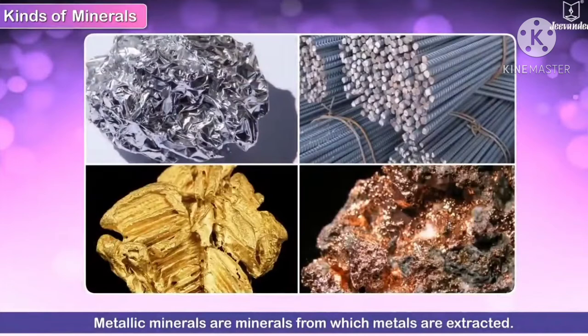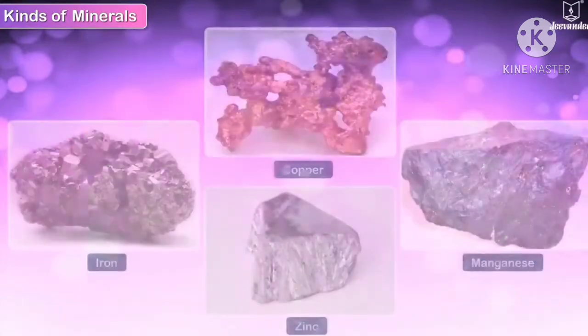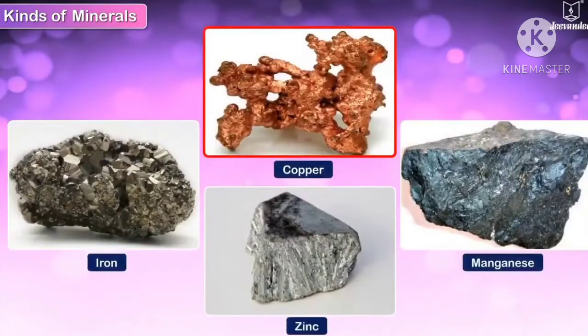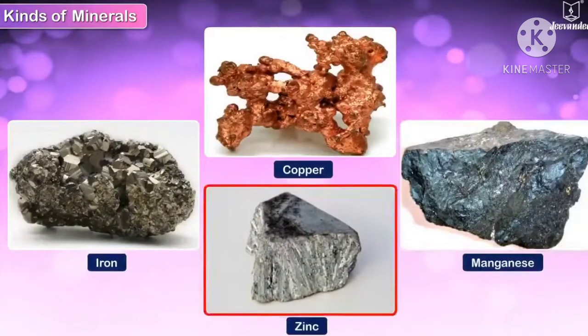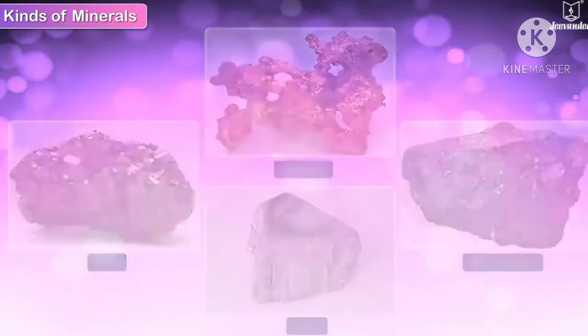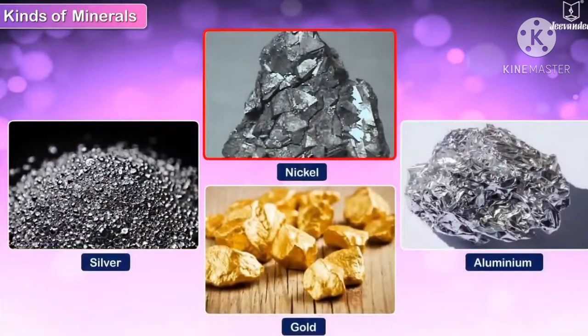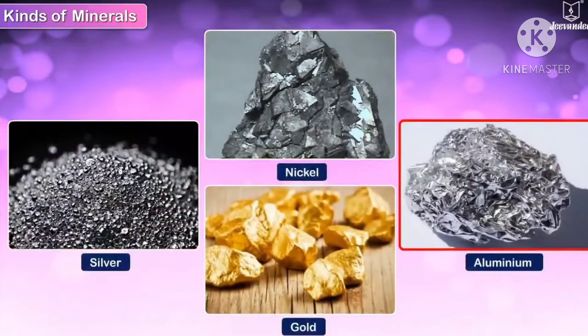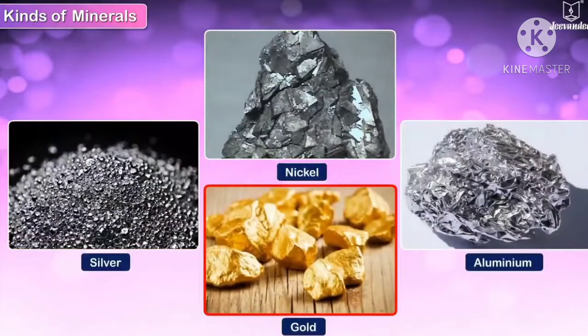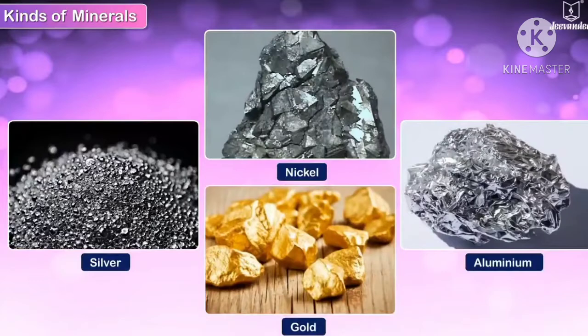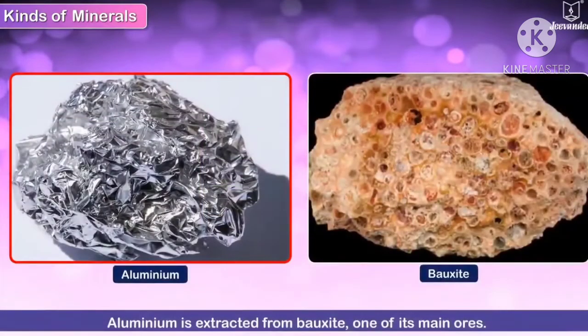Metallic minerals are minerals from which metals are extracted. You can see examples of the various metals here. You have iron and so on. So iron, copper, zinc, manganese. You've seen the images of these minerals. Then we have silver, nickel, aluminium, gold. Okay. Now, Nigeria doesn't have diamond. It's just of lately that they started getting some little research in that area in the north.